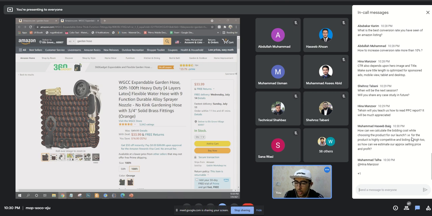Okay, how can we calculate the bidding cost while choosing the product for our launch? You can go to campaign manager and you can try to add that keyword and see what is the recommended bid on that keyword. The cost per click is going to be close to that. That is an estimate, but still.